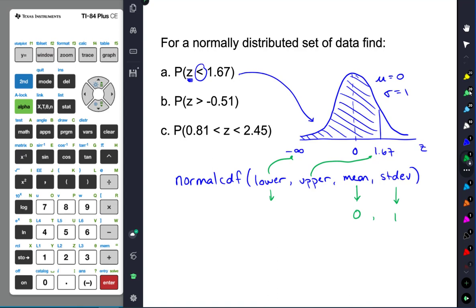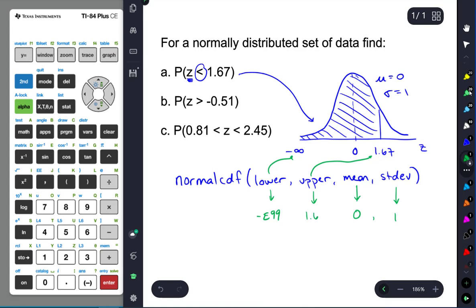And I think in the videos it probably says something about using like -10 or -10,000 or something like that. But regardless, I've been coming around to just having students use -e to the 99th. So what this means in the calculator is basically -1 times 10 to the 99th power, which is an extremely large number. Much larger than you ever need, but it works in all cases. So that's why I'm going with that now. The upper bound is just the 1.67, and then of course you separate all these values with commas, but the calculator is going to do that for you.